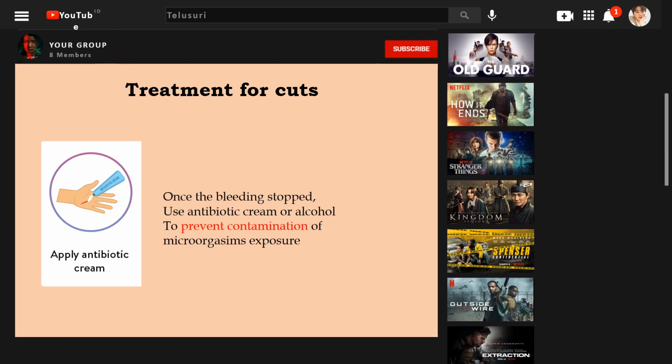And after you have cleaned the wound with water and the blood has stopped, use antibiotic cream or alcohol to prevent contamination by microorganisms, because as we know, the wound opens up our skin layer, so microorganisms can easily go in and infect our inside body cells or even spread throughout our body and infect our organs.